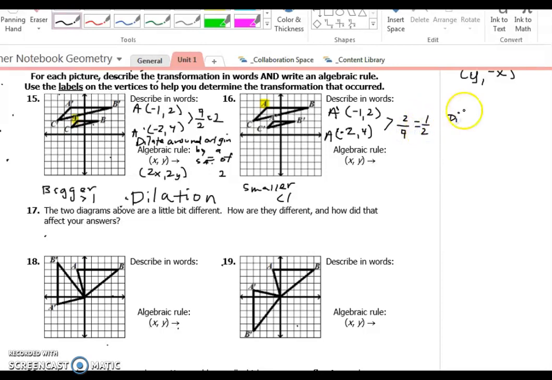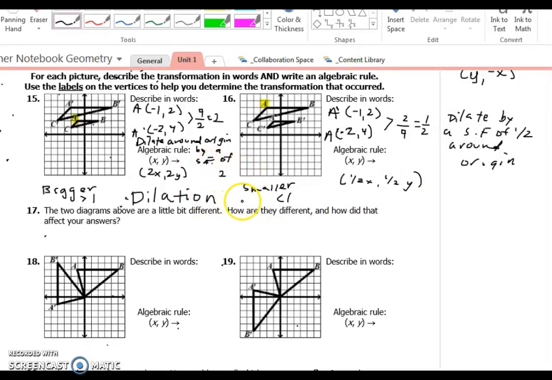So you're going to say dilate by a scale factor of 1/2 around the origin. And your rule is 1/2 x and 1/2 y.